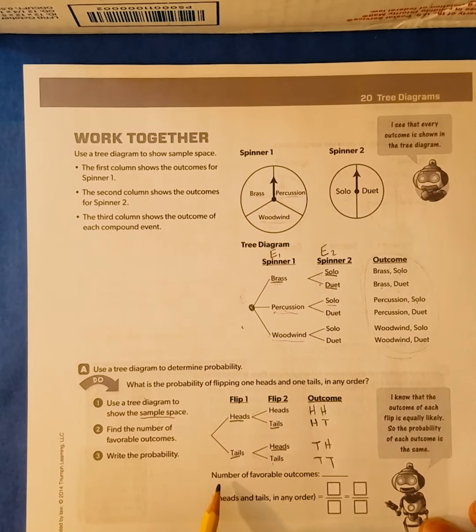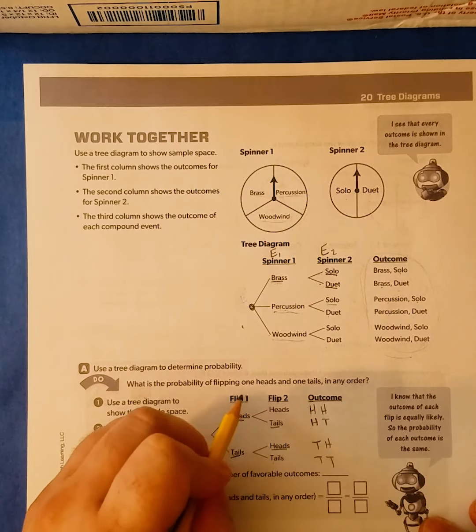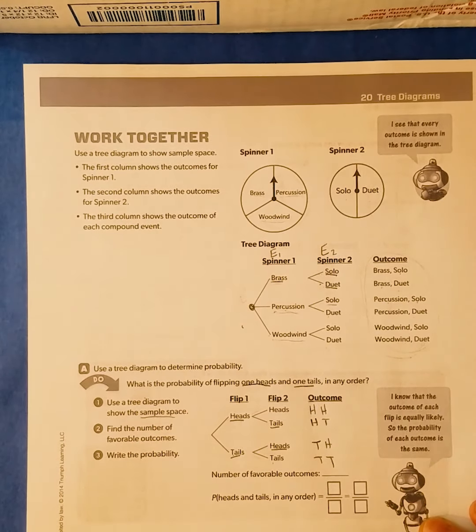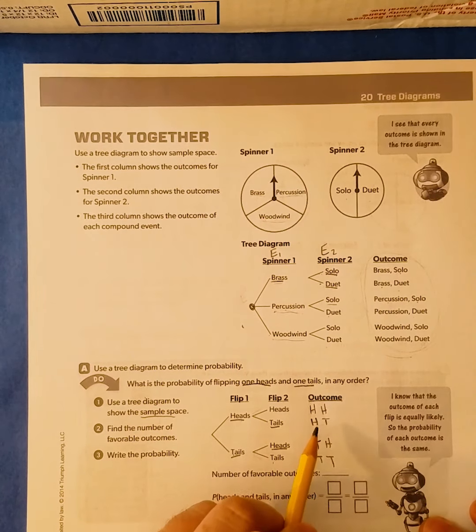So, number of favorable outcomes. Remember, the favorable outcomes are flipping 1 heads and 1 tails in any order. Is this a heads and a tails? No. Is this a heads and a tails? Yes. That's 1.